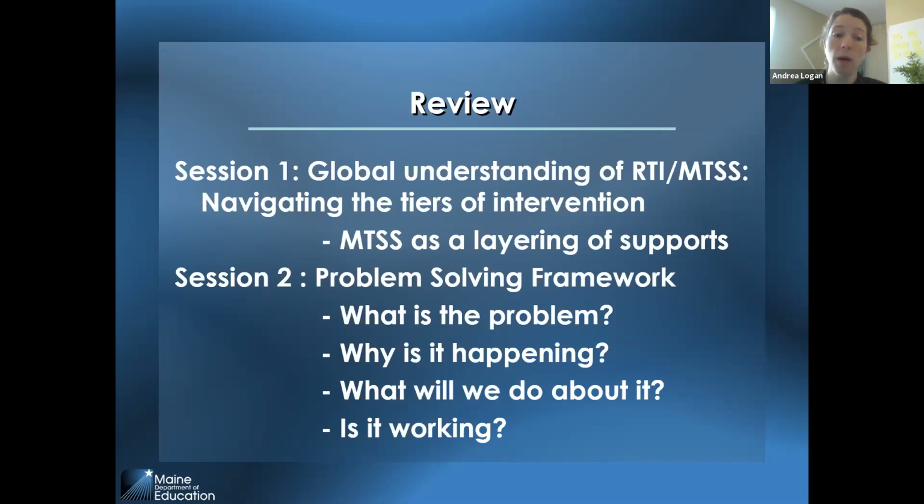In session 2, it was a pretty brief session by the time we were done dealing with technical difficulties. But in session 2, we did cover the problem-solving framework.